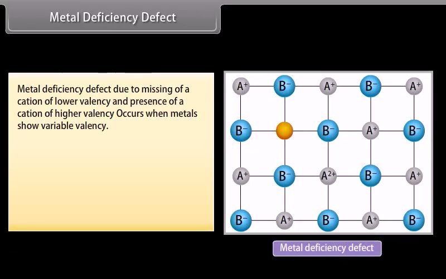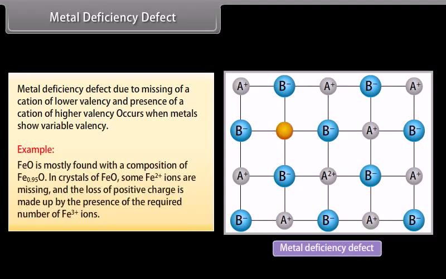Metal deficiency defect. Metal deficiency defect, due to the missing of a cation of lower valency and the presence of a cation of higher valency, occurs when metals show variable valency. Example: FeO is mostly found with a composition of Fe0.95O. In crystals of FeO, some Fe2+ ions are missing, and the loss of positive charge is made up by the presence of the required number of Fe3+ ions.